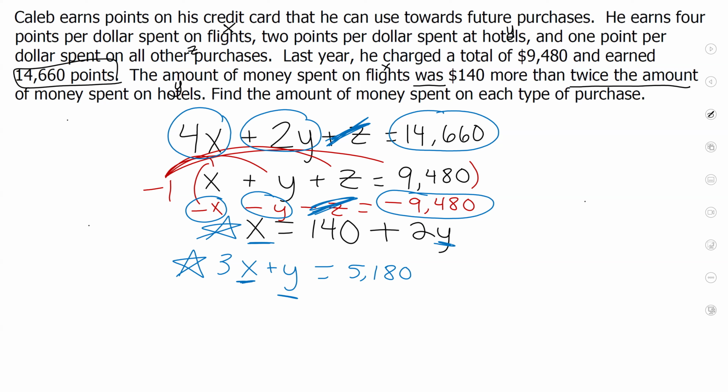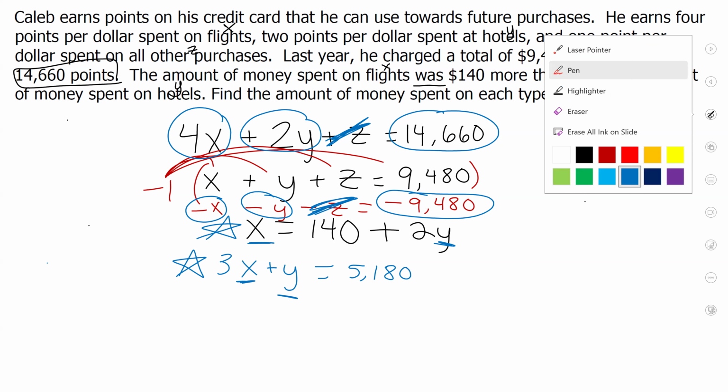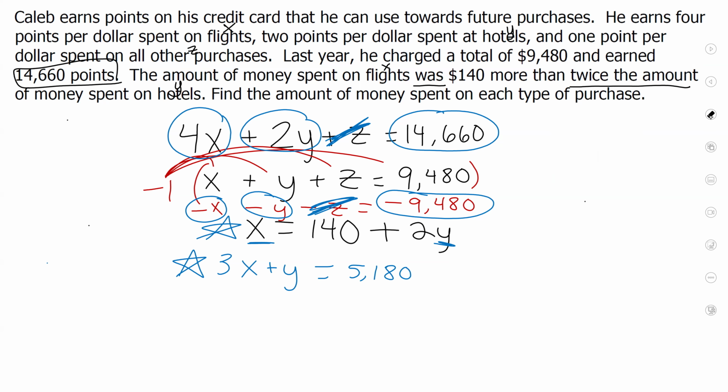The hard part is over. So guys, let's write down my 2 equations. I'm going to copy this one. I'm going to write it nice and pretty over here. So this bottom equation is 3X plus Y equals 5,180. This one right here, I'm going to copy it down. I have X. Look. I'm going to move this 2Y to the other side. What will it be now? There we go. Equals what? 140.